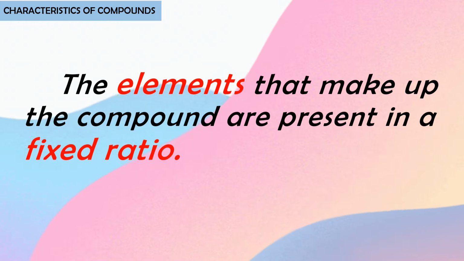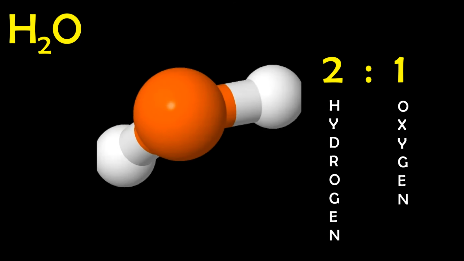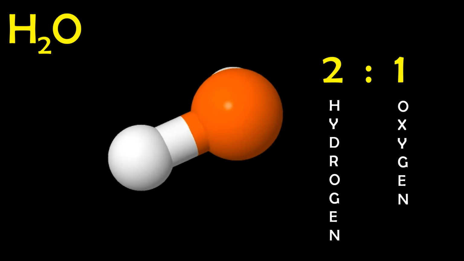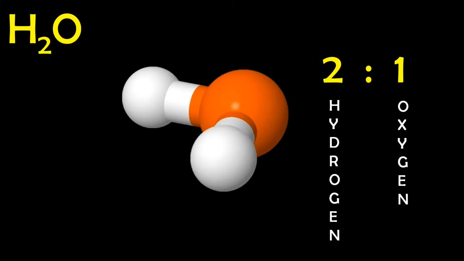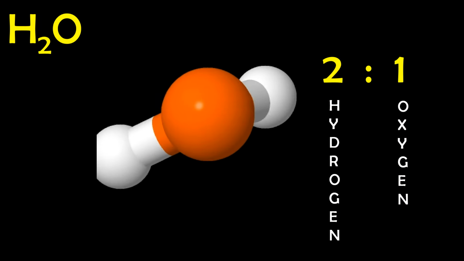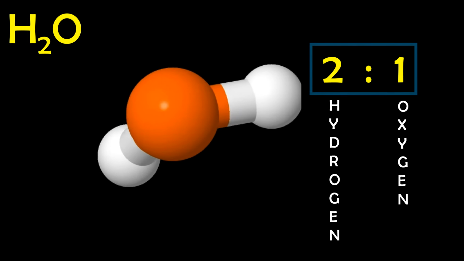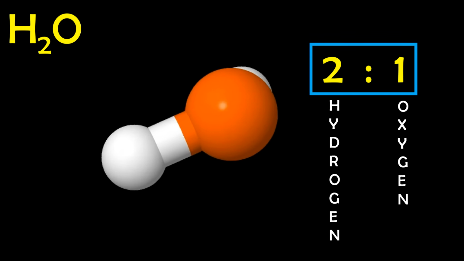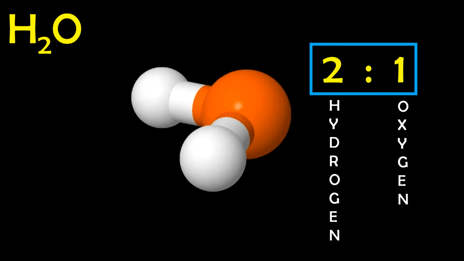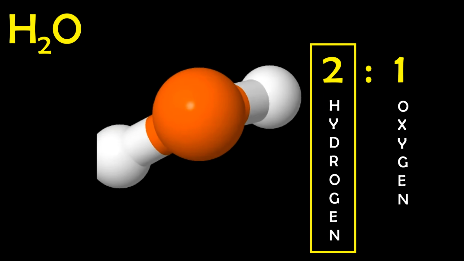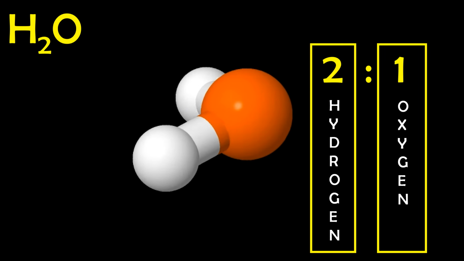For example, take H2O. Pure water is a compound made from two elements, hydrogen and oxygen. The ratio of hydrogen to oxygen in water is always 2:1. That is, each molecule of water contains two hydrogen atoms bonded to a single oxygen atom.